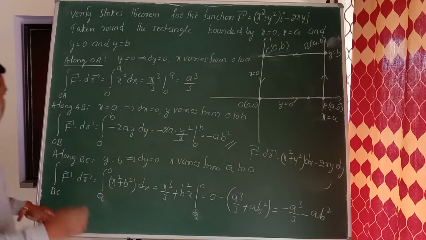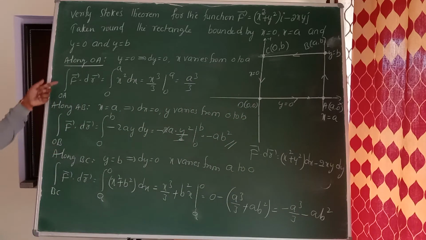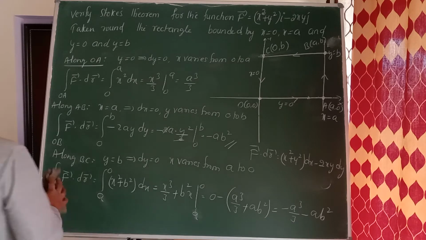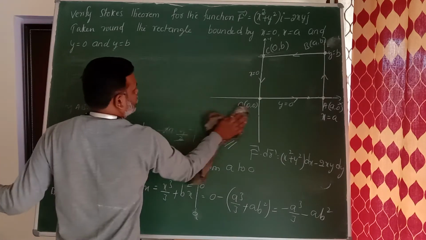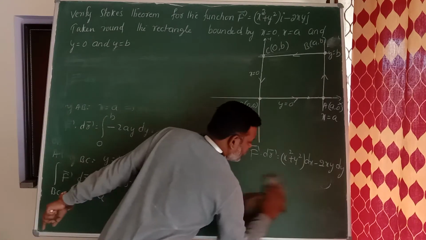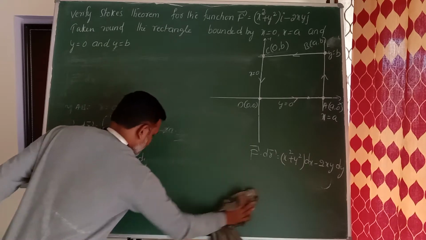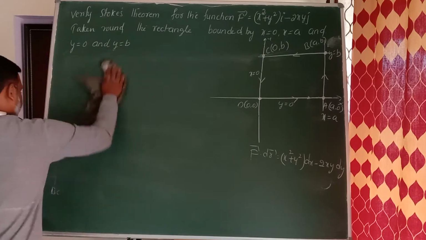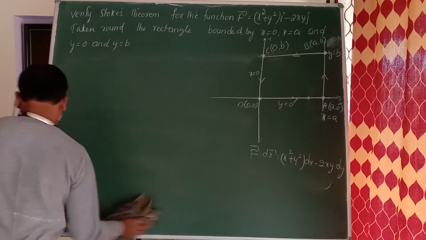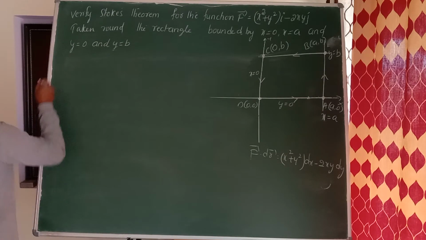This is along the curves OA, AB, BC, and the remaining thing is along the curve CO. Now how to take that one? Okay, keep that on one side. This is a very beautiful problem, very beautiful one. Okay, the next one is along CO.